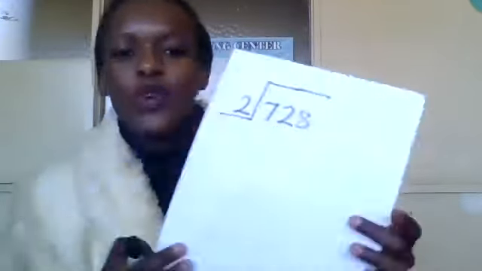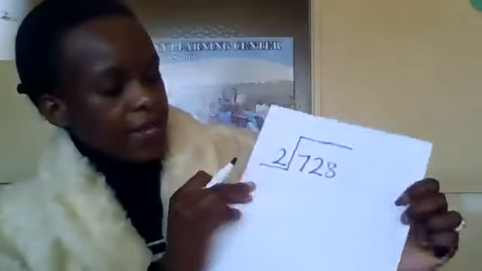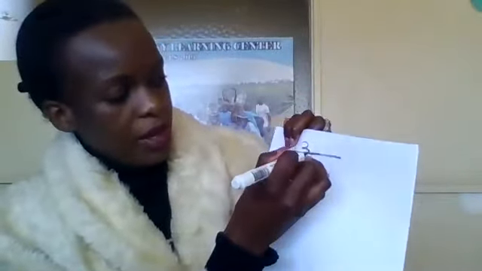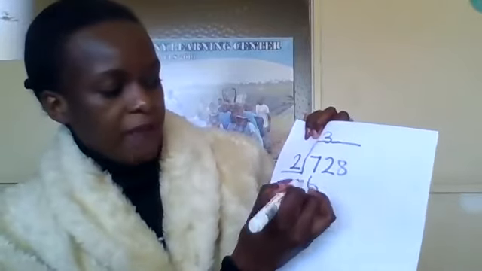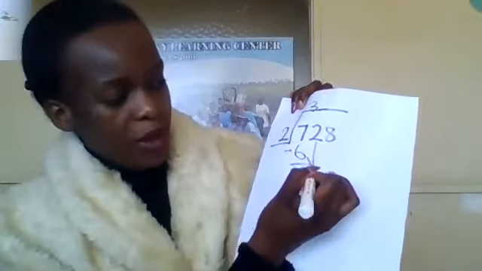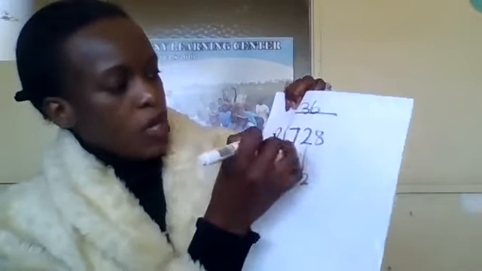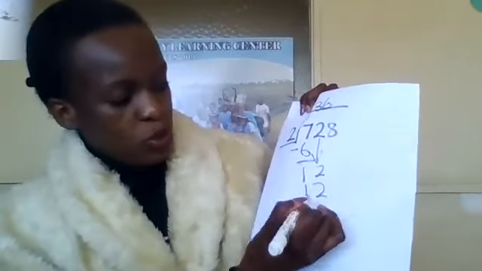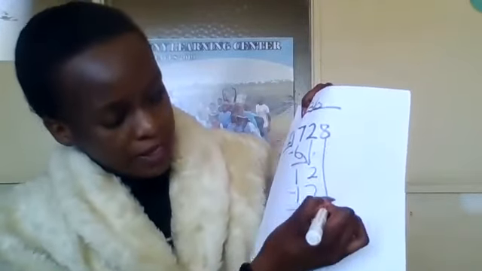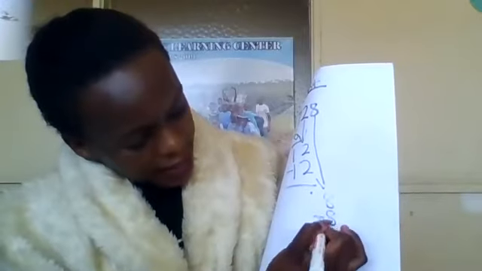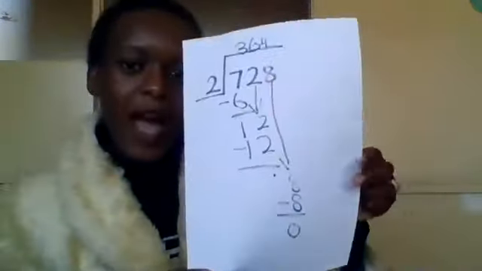The next method that we want to do is long division. 728 divided by 2. Okay, this is long division. So we say 2 into 7, that is 3. You put your 3 here. 2 times 3, 6. You subtract 7 minus 6, 1, right? You bring down the 2. 2 into 12, 6. 2 times 6, 12. You subtract, your answer is a 0. You bring down this 8. 2 into 8, 4. 2 times 4, 8. 8 minus 8, the answer is a 0. This is how we do our long division.